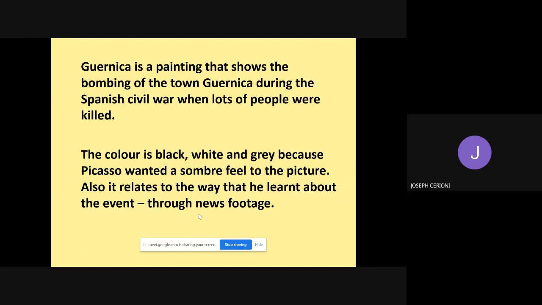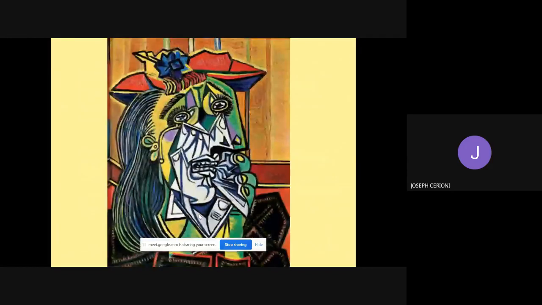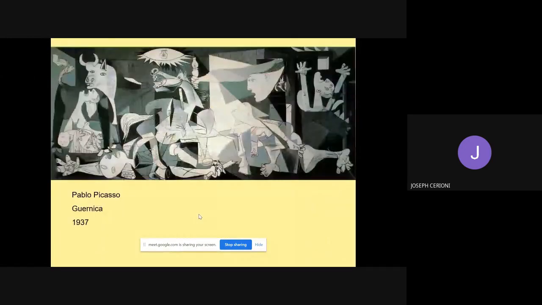And Picasso heard about this. He was Spanish, but he no longer lived in Spain. He heard about it on the news, and he painted this picture, and he selected black and white for this picture, I think to get across how somber and sad the image is, but also to represent the way he saw those images as they happened.